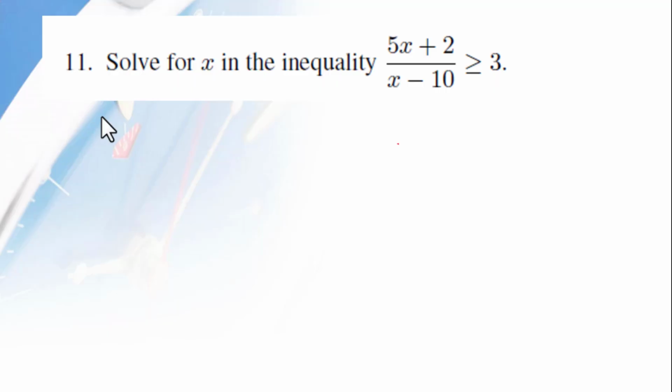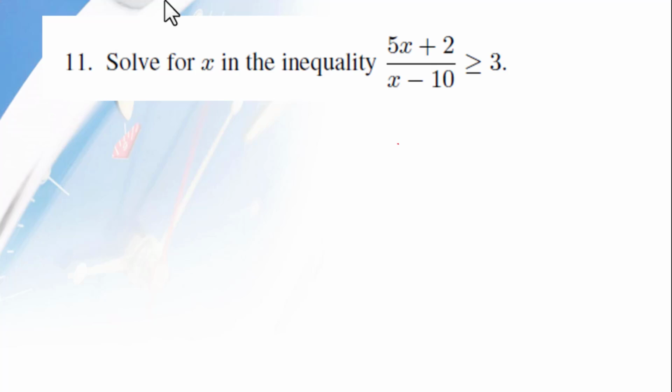Let's go to number 11. Solve for x in the inequality (5x plus 2) over (x minus 10) greater than or equal to 3. This is a rational inequality.